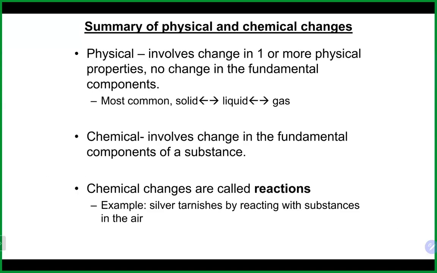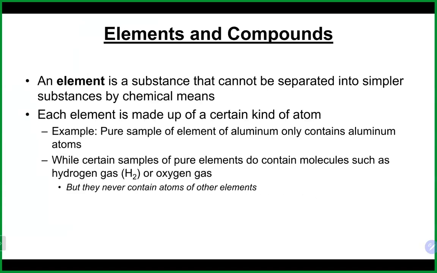So when we talk about physical changes, it involves one or more physical properties, with no change in the fundamental component. Chemical change, that's pretty much all it involves, is a change in the fundamental component. Another example of a chemical change is silver tarnishing with substances in the air. If you have a piece of metal and all of a sudden it starts changing, that probably means it's picking up other elements along the way, and going through oxidation, which is a chemical change. Any questions on physical or chemical changes?